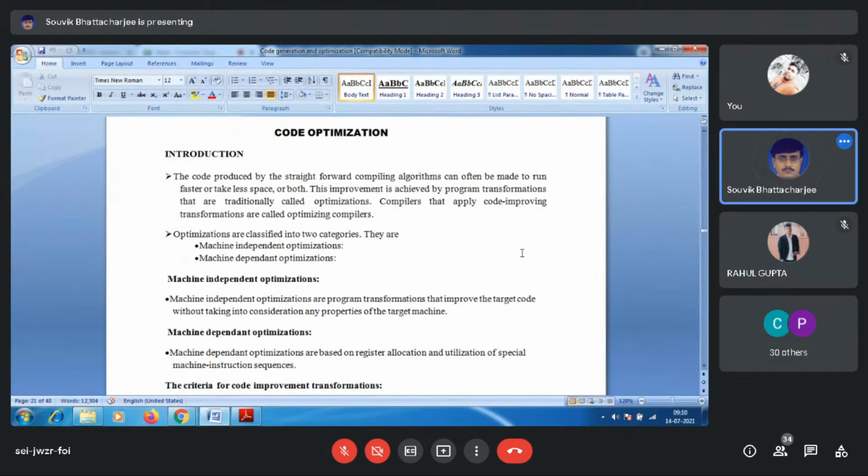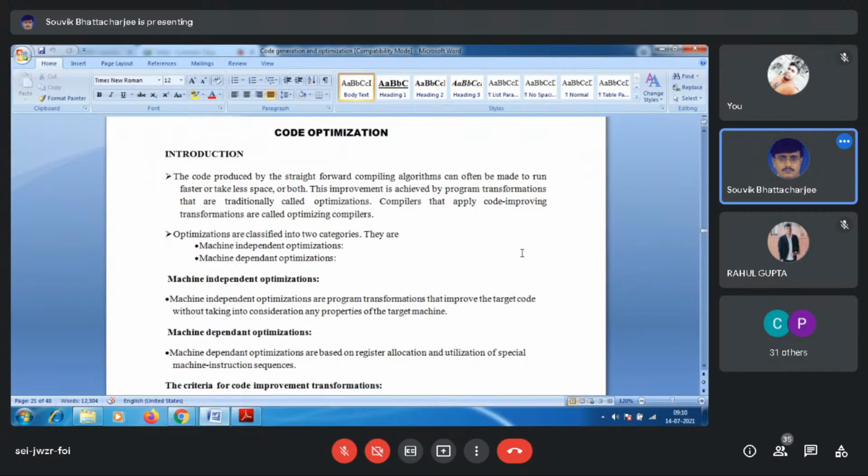Now, optimizations are classified into two categories. One is machine independent optimization, or generic optimization, and the other is machine dependent optimization. The most important criterion of machine independent optimization is that the optimization techniques do not depend on the architecture.